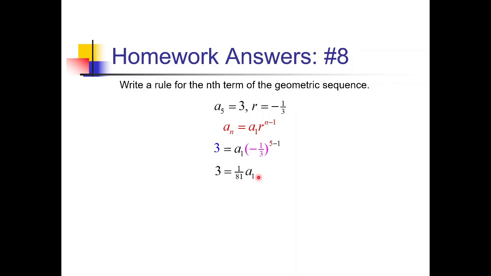To get A1, I have to multiply both sides by 81. So 3 times 81 is 243. So that's my A1. Plugging that back in, I can now write a sub n equals 243 times the r value of negative 1/3 raised to the n minus 1.